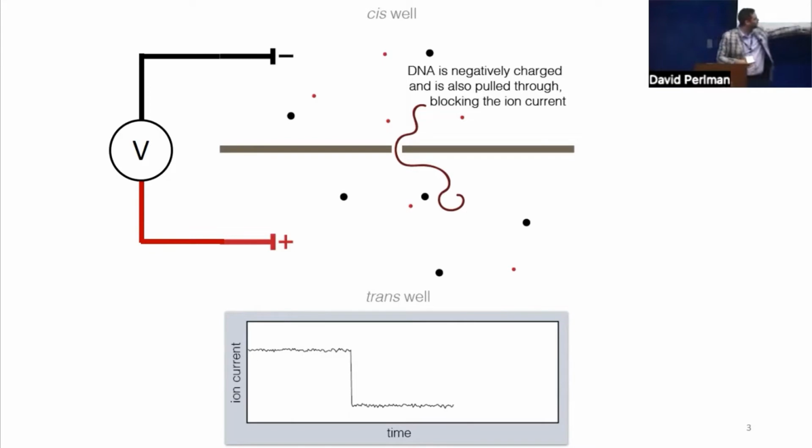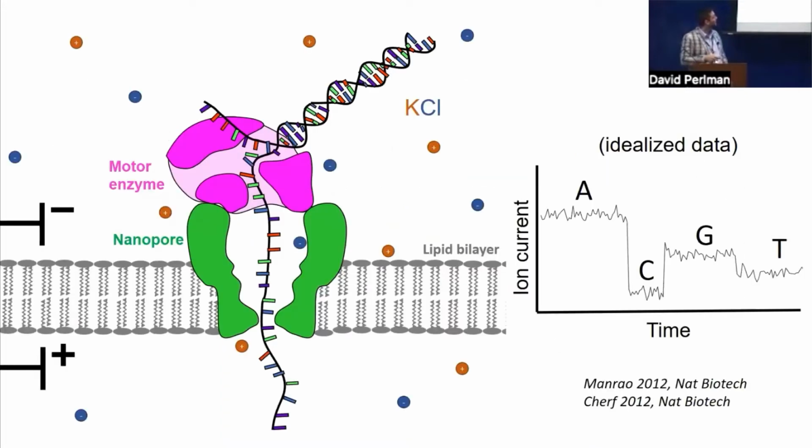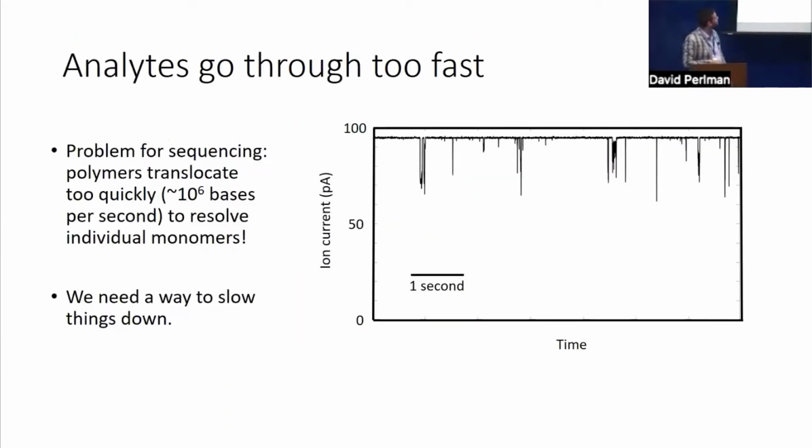The depth of this blockade here at the bottom depends on what the molecule blocking it is. So maybe different content of DNA, if you've got a strand of all T's, you see a different blockage than a strand of all A's. And then eventually, the DNA gets pulled through the pore electrophoretically or electroosmotically, and you return to the open pore current. But the problem is that a lot of the time, generally speaking, analytes go through way too fast.